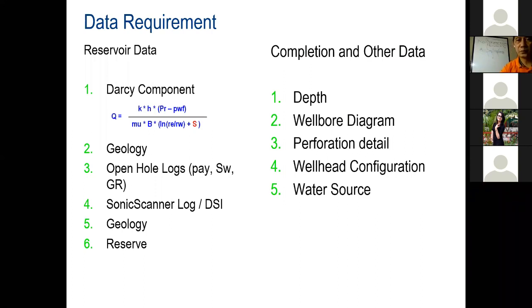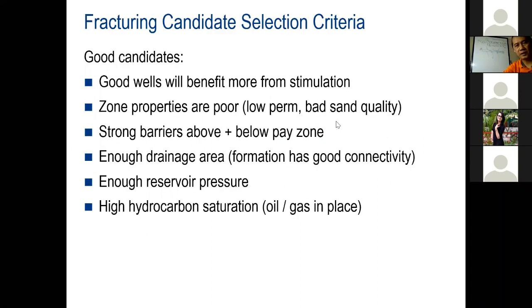Now there is the completion as well. Completion is something that you can design, right? Then you need to know the depth, the wellbore diagram, perforation details, wellhead configuration, and also the water source. The water source is what you're going to use for the job, right? So, candidate selection and production. All right.